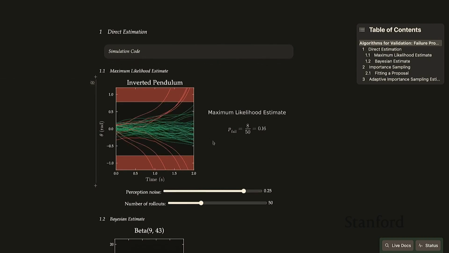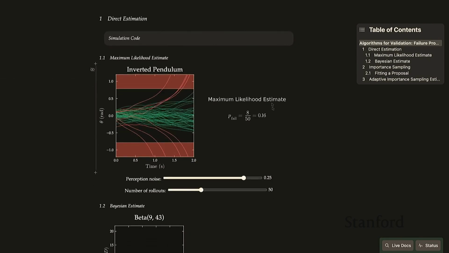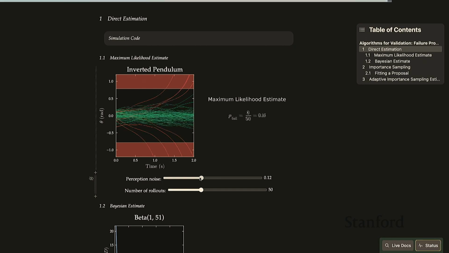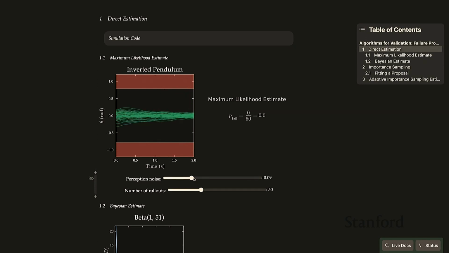Here we're simulating our inverted pendulum, and I'm showing the maximum likelihood estimate. We had 8 failures and 50 trajectories, so the estimate is around 0.16, for example. But if we have rare failures, this can be an issue. Let's imagine we have a very small perception noise, so failures become more rare. Now we don't observe any failures, and we're estimating that the probability of failure is 0.